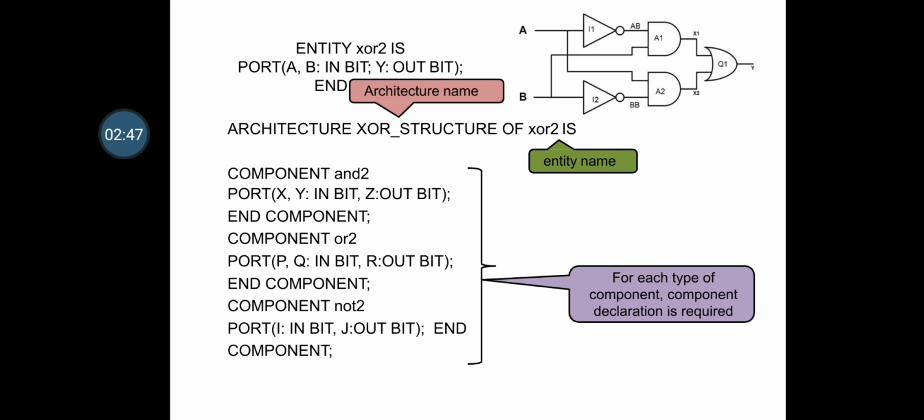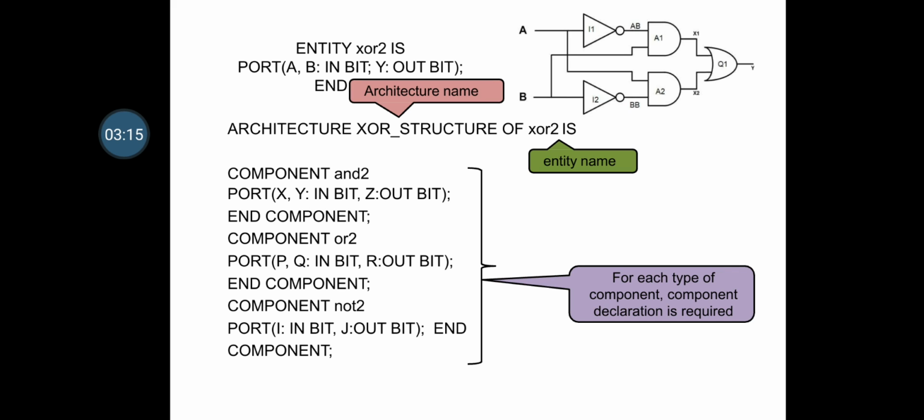Then in structural architecture, the very first thing you are going to declare is the component, that is, the different gates. Now as you can see in the circuit, there are two NOT gates, two AND gates and a single OR gate. So you have to declare them once in the component declaration. After is, you don't use the word begin, you declare the components. Here the AND gate, OR gate and NOT gate, all three components we are going to declare.